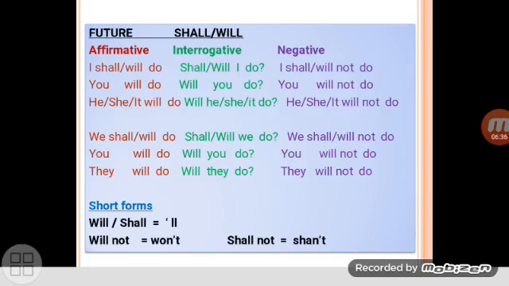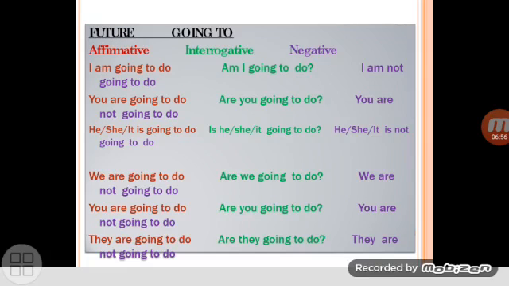Now let's go on with two forms of future. Future with shall and will, and this is the form in affirmative, interrogative, and negative. We have already studied the conjugation of the verb in the future tense with shall and will. And the future with going to in affirmative, interrogative, and negative.